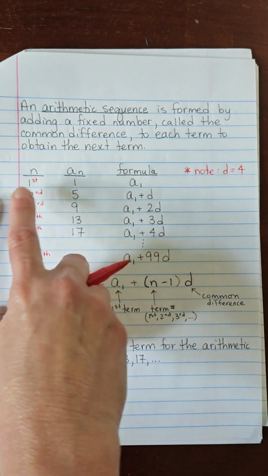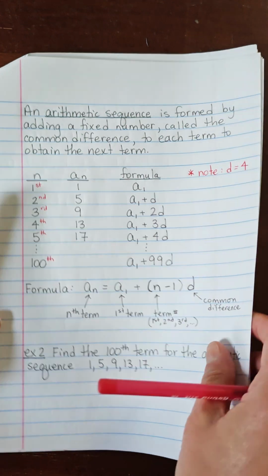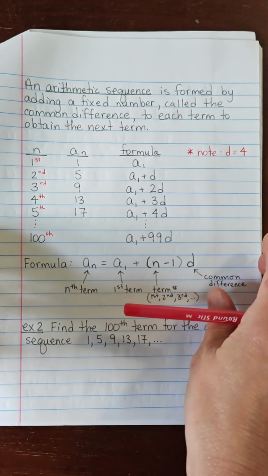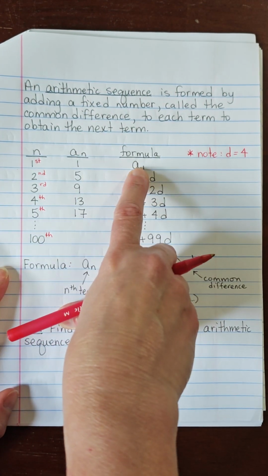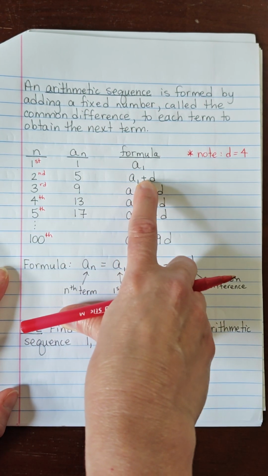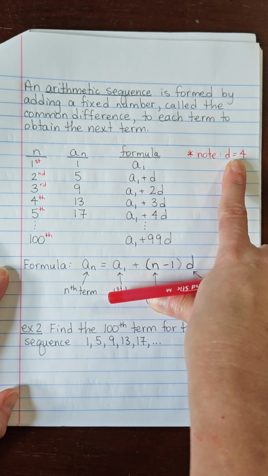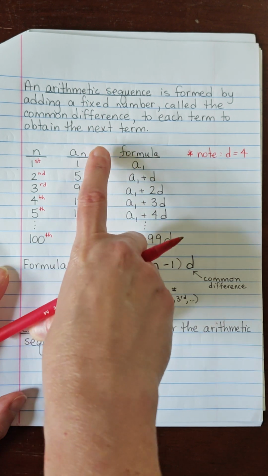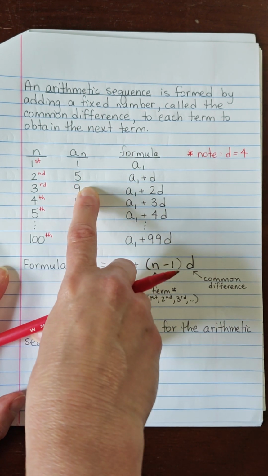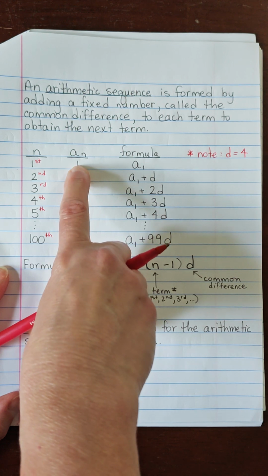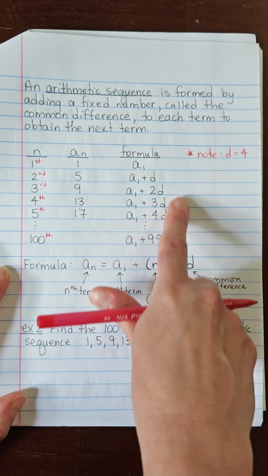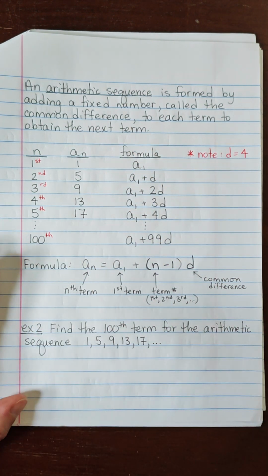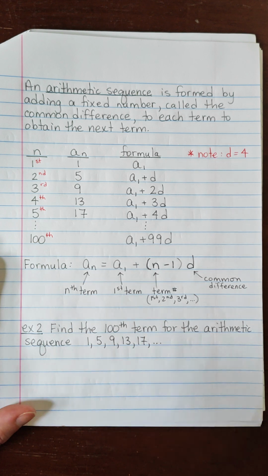My first term, if I look back at this 1, 5, 9, 13 sequence, was 1. Then I added that common difference, which for that example was 4. To get to 9, I added the difference again. I added 4 again. That's twice that I've added the 4 from the beginning. So what we can do is derive this formula for finding any particular term for an arithmetic sequence.